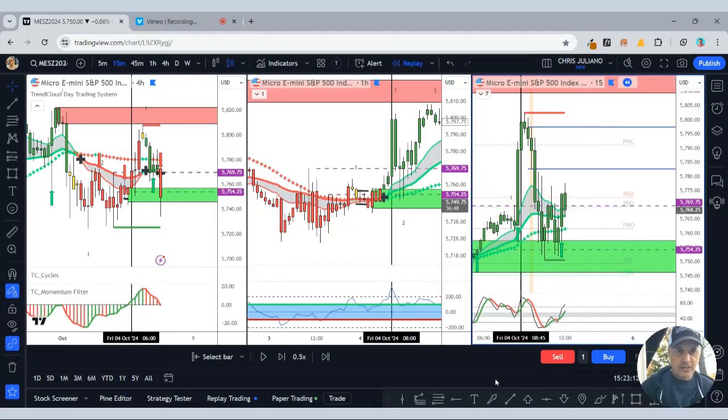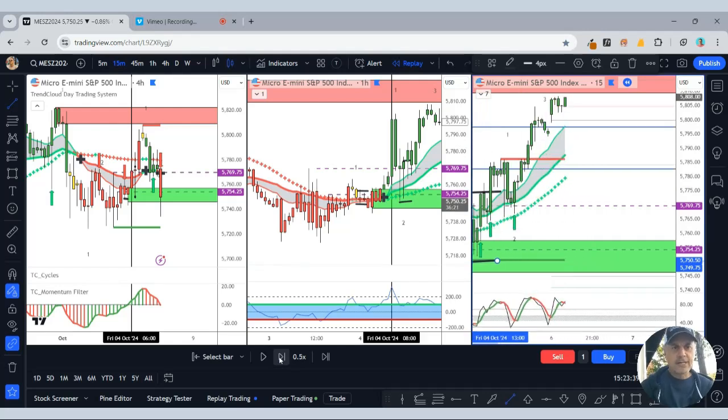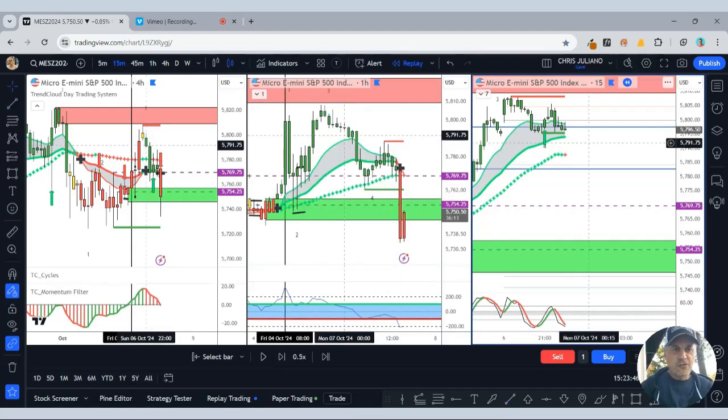Where would you take the trend cloud signal? Grab a line right there, stop loss right there. Okay, let's see if it works out. Pulls back, nice trend cloud, and it's off to the races. All the way back to that curve zone, right? So this is a great example, right?